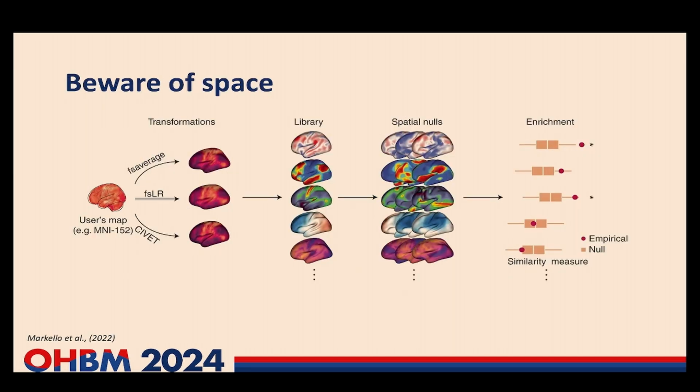An important note is that you have to be aware of space, because you do a lot of transformations, for example from an MNI map to fsaverage, fsLR, or CIFTI space, and then you have to compare this to spatial null models to be sure that you don't find a random spatial correlation, but that this is actually specific to your map. There's a couple of techniques now, and the field has developed.